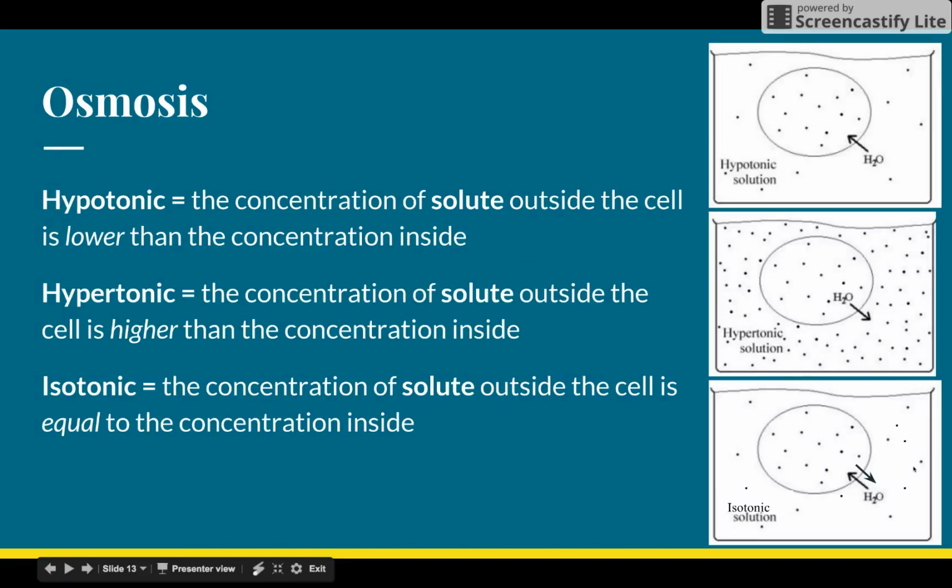There are three different terms we commonly see with osmosis: hypotonic, hypertonic, and isotonic. Hypotonic simply means that the concentration outside of the cell is lower than the concentration inside of the cell. Hypertonic means that the concentration outside of the cell is higher than the concentration inside the cell. And isotonic means that the concentration outside of the cell is equal to the concentration inside the cell.